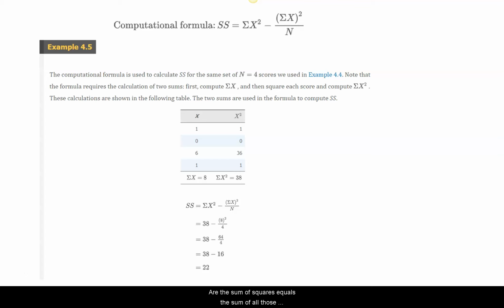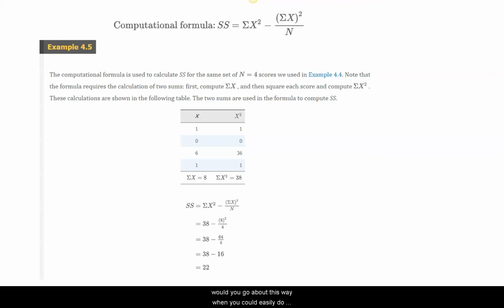The sum of squares equals the sum of all those values squared, which is 38, minus the sum of all the values that is then squared. It's hard to articulate that, but you can see the difference there. When I put it in parentheses, I add the numbers first and then square them, and that's 8 squared, and then divide by the number of numbers, which is 4. So 38 minus 64 over 4. 38 minus 16, that's 22. It arrives at the same number irrespective of what the numbers are and what the mean is.